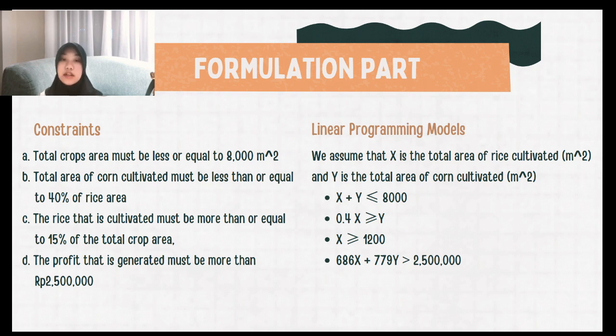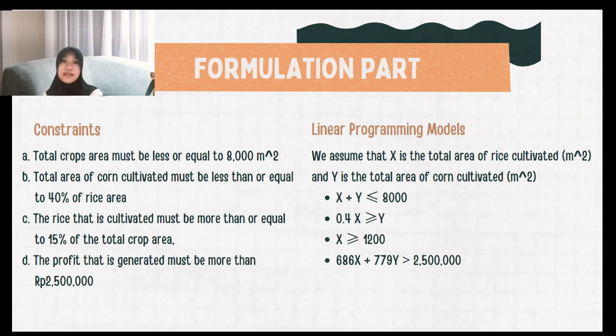The first one is the constraint for this problem. There are 4 bullets. The first one, A, is total crops area must be less than or equal to 8,000 meters square. B, total area of corn cultivated must be less than or equal to 40% of rice area. C, the rice that is cultivated must be more than or equal to 15% of the total crop area. And D, the profit that is generated must be more than 2,500,000 rupiah.